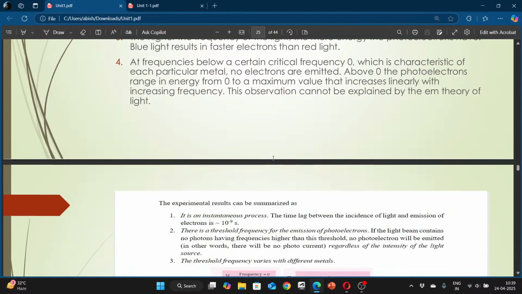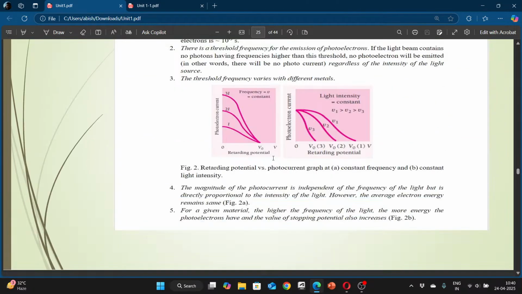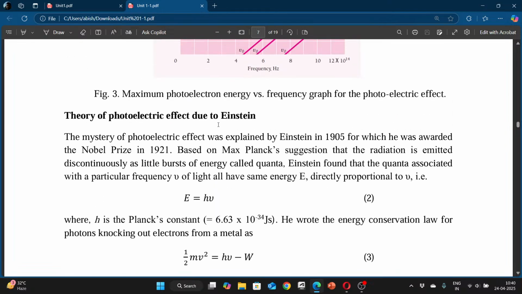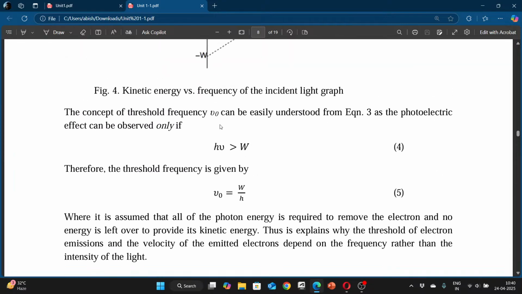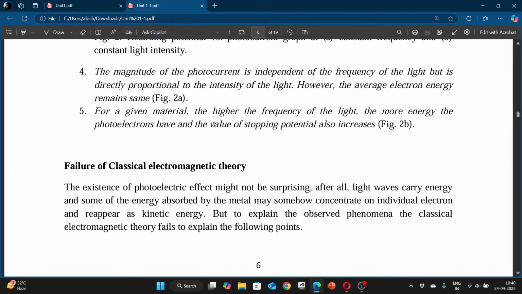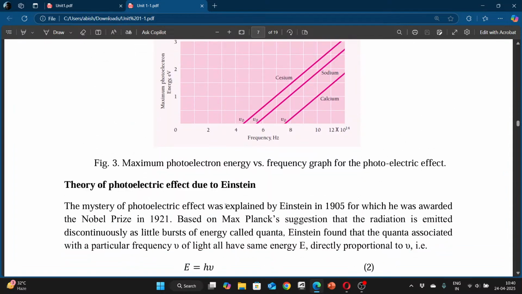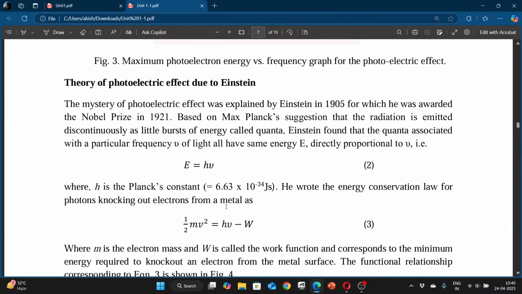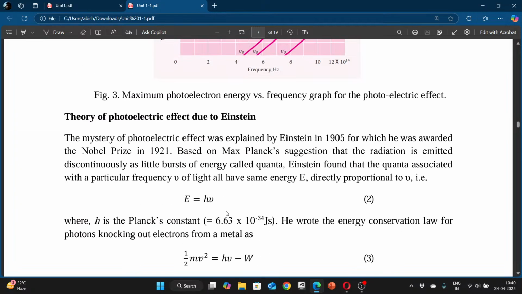Now let's go ahead. Quantum theory of light. I think this constitutes whatever this is. Then we are going to go on to count them. Okay.